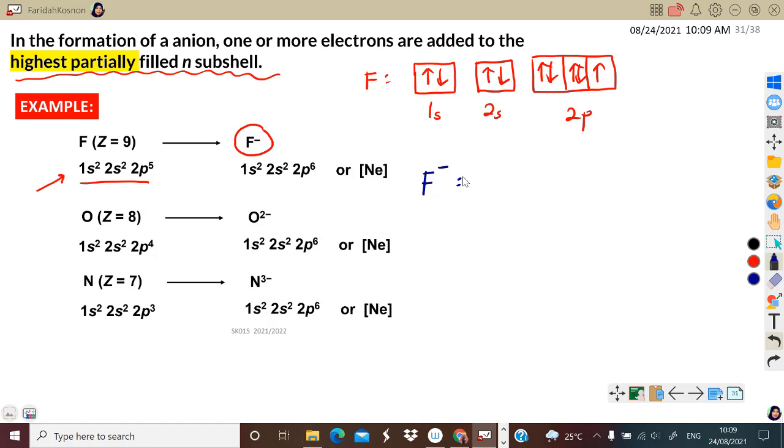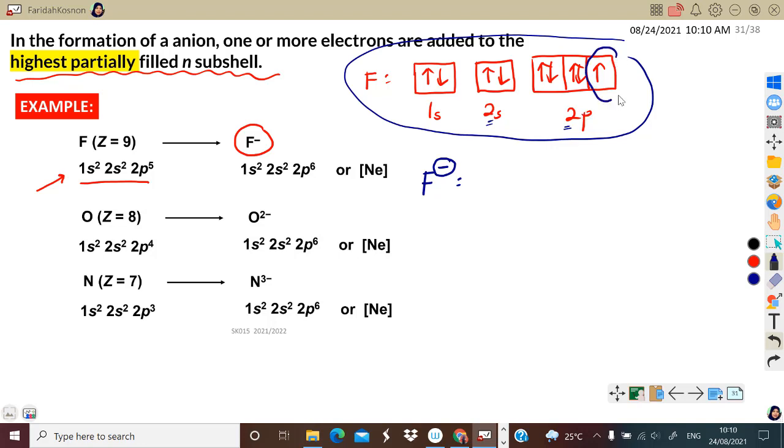Dia mesti accept elektron. So, kalau dia nak form ion yang bercas 1 negatif, fluorine atom kena add 1 elektron ke orbital yang masih ada kekosongan. So, kalau you tengok pada orbital diagram ini, yang mana ada empty spaces. So, that's why dia kata kita mesti add the highest partially filled N subshell. Maksudnya, tengok outer shell, yang nilai N paling besar tu, maksudnya kat sini N2 lah kan. So, N2 kita ada 2s dengan 2p. Tapi yang highest partially filled, maksudnya partially filled tu yang separa terisi. Masih ada lagi empty spaces dekat sini kan.